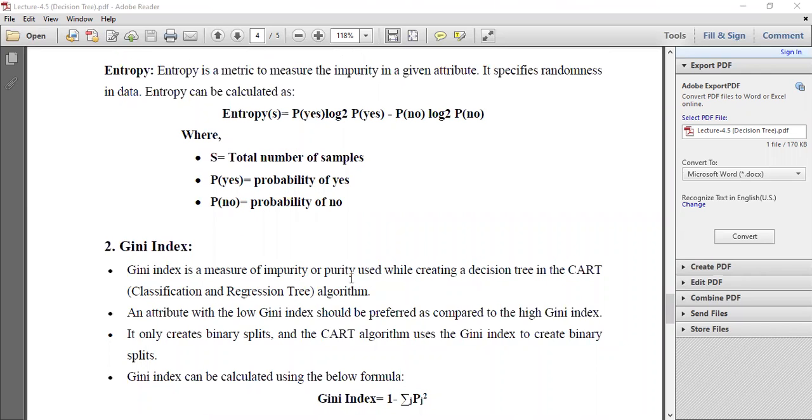And Gini index is a measure of impurity or purity used while creating a decision tree in the CART, classification and regression tree algorithm. An attribute with a low Gini index should be preferred as compared to a high Gini index. It only creates binary splits, and the CART algorithm uses the Gini index to create binary splits. Gini index can be calculated using the below formula. Gini index equals 1 minus summation over j of pj squared.